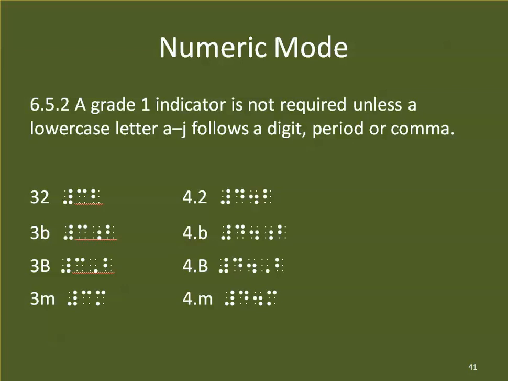3M. M cannot be mistaken for a number, it's not one of those lowercase letters A through J, so we do not need a grade 1 mode symbol indicator in front of the M.